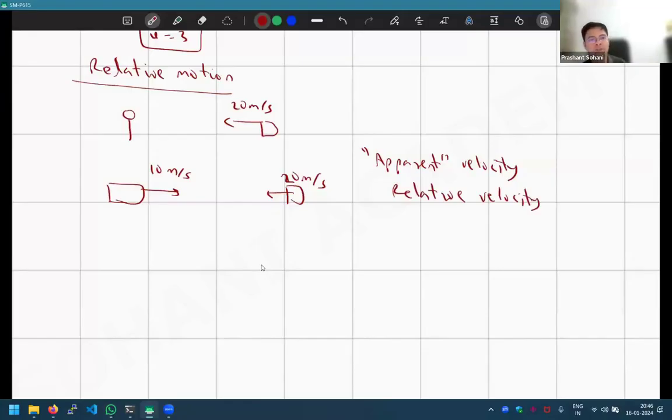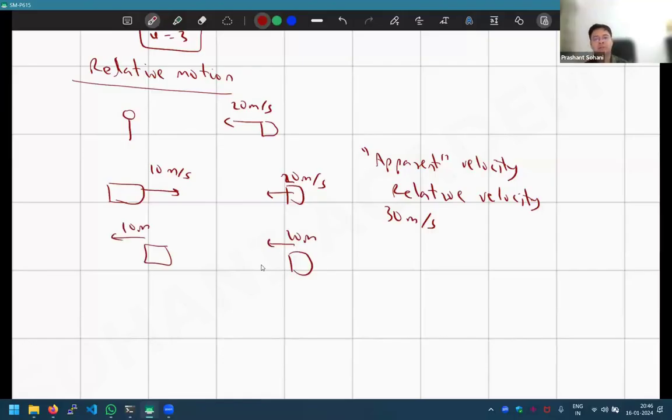How much will the relative velocity be? 30 meters per second, right? It will just add. So if both of you are approaching towards each other, the velocity is going to add. And if you are going away from each other, the velocity will subtract, right?